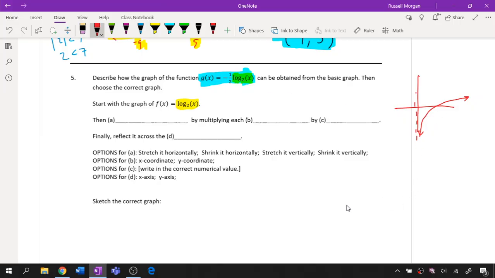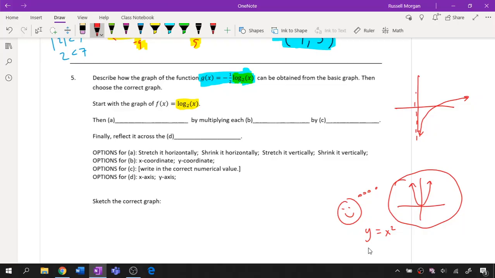What I like to do is remember the good old days of parabolas. Parabolas are one of the first equations and functions that you actually mess with when you do this kind of stuff. So we had our good old parabola, y equals x squared. Well, what happens when you stick a negative out front? That just means you flip it. So that means this is definitely going to be flipped.